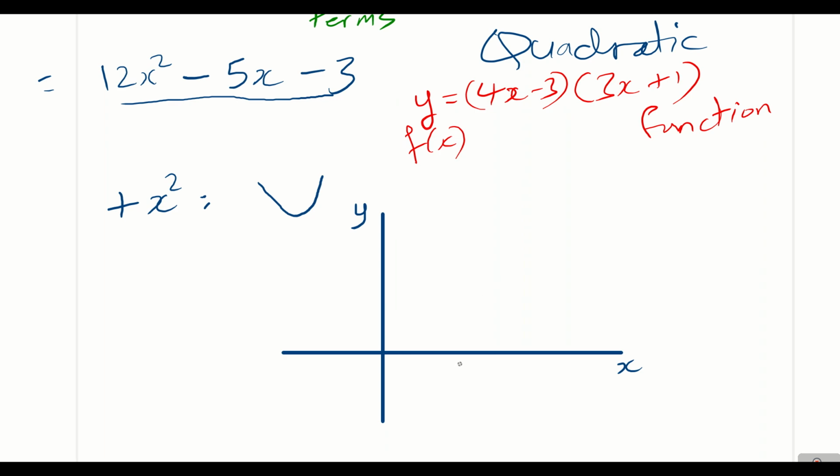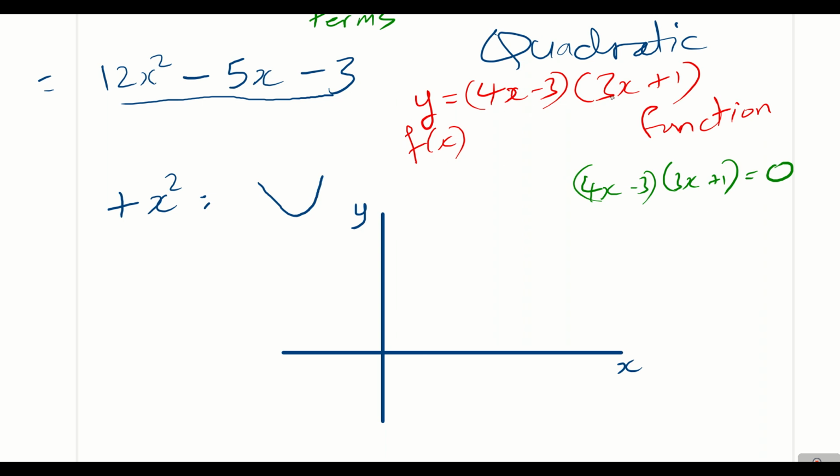Is it going to be up near the top? Is it going to be down near the bottom? Is it going to cross over the x-axis? Well, in order to find that out, we can actually write some equations which we need to solve. So, to find where the graph crosses over the x-axis, we know that y will equal 0. So what that means is we can solve the equation 4x minus 3 times 3x plus 1 equals 0.